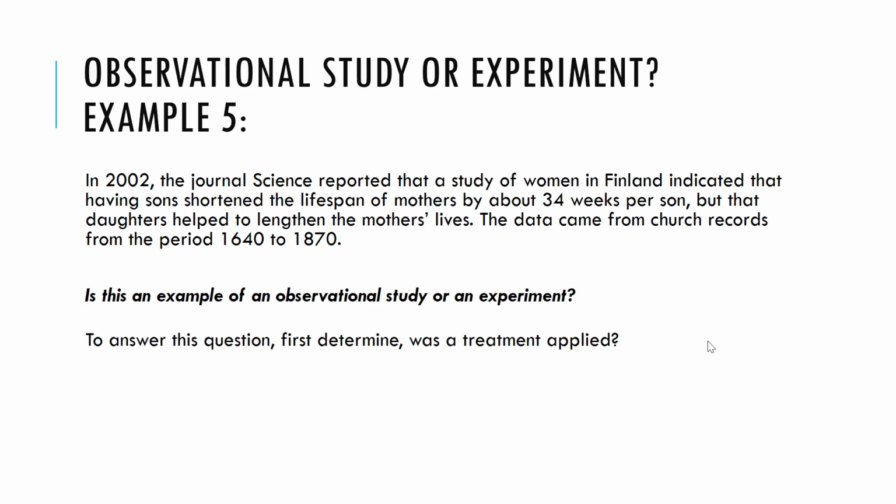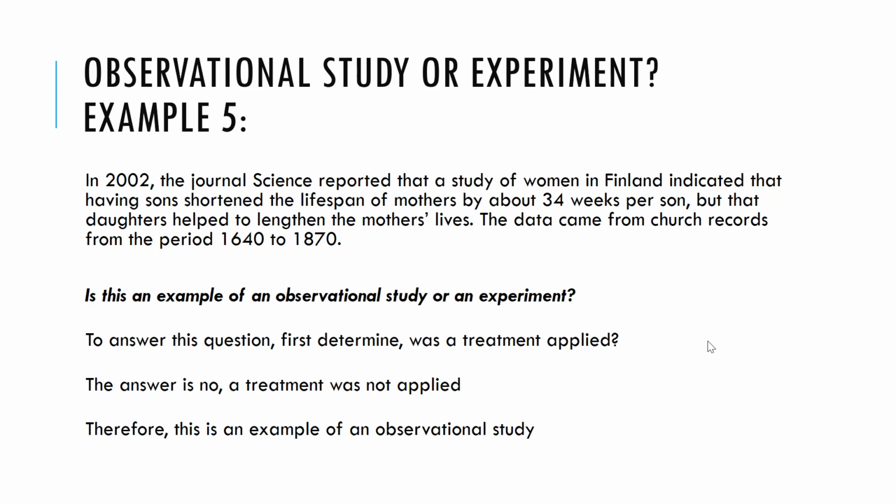To answer this question, first determine, was a treatment applied? The answer is no, a treatment was not applied. Therefore, this is an example of an observational study. We know this especially because the data is coming from church records from the period 1640 to 1870. This is something that's already happened in the past, therefore there would be no way to apply a treatment. We are merely observing what has already happened.